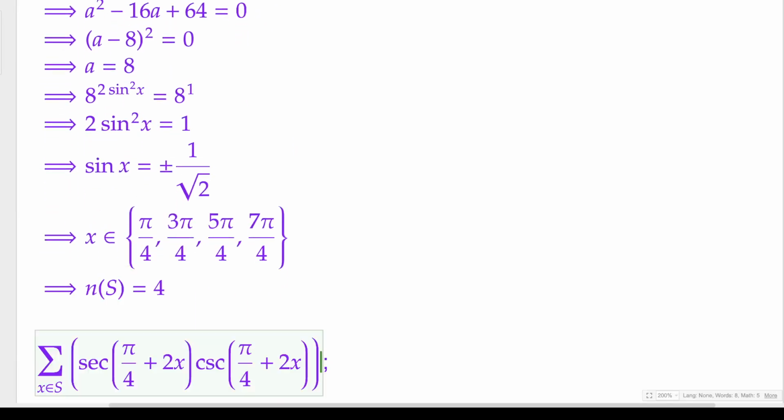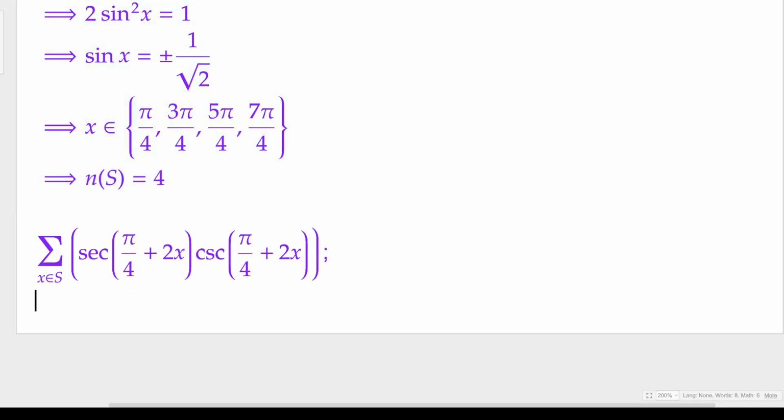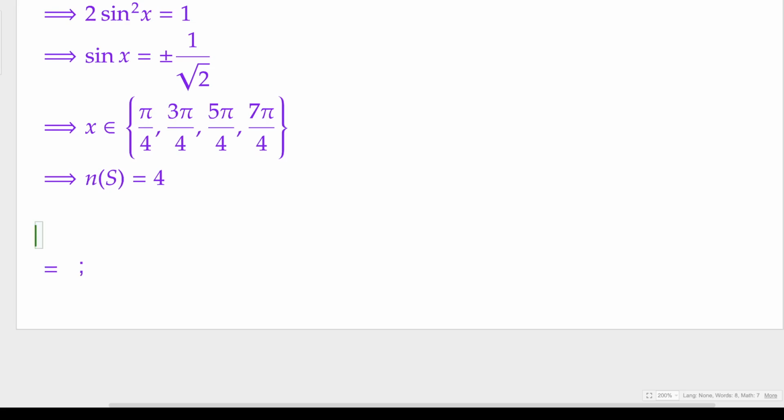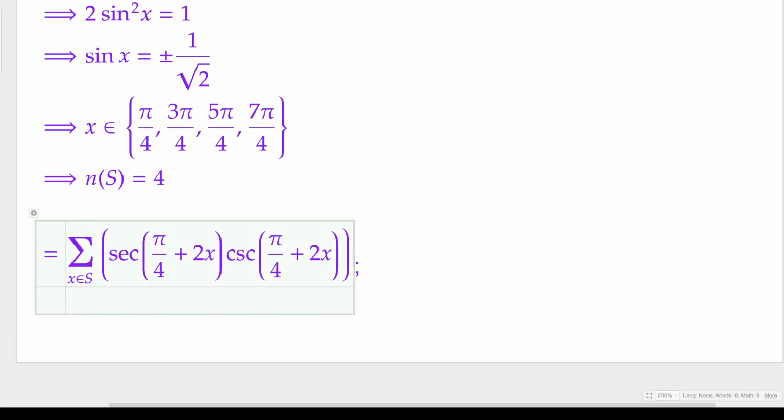So first of all, this is the expression that I'll be dealing with, given here. Now let us resolve this expression step by step. Here, this is the given expression, not the equation. And in the next step, I'll pick up all those values of x present in set S. But before doing that, I'll resolve this expression.